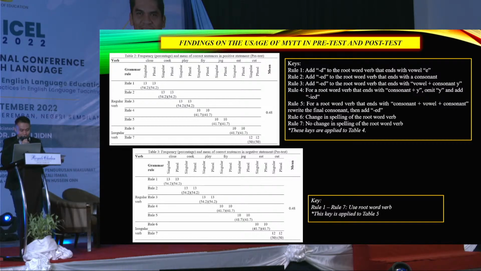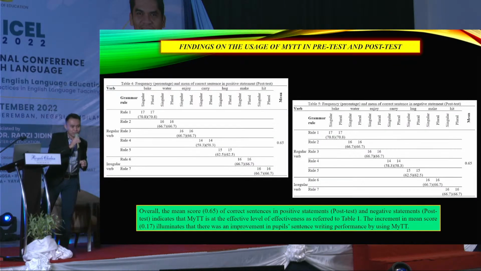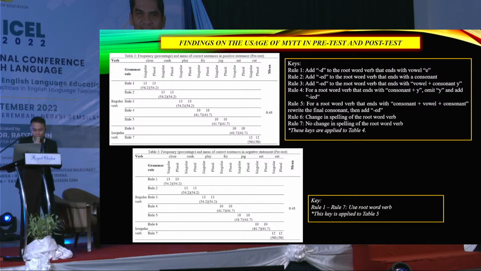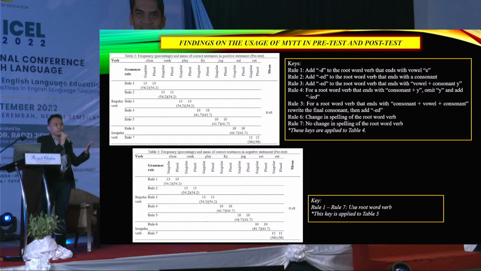Okay, next slide, please. Previous slide, previously. Okay, we look at table number 3, which is the negative statement. So the numbers of sentences are almost similar. So a reasonable justification, because they did not need to change the form of the root word verb. They just have to add on did not.